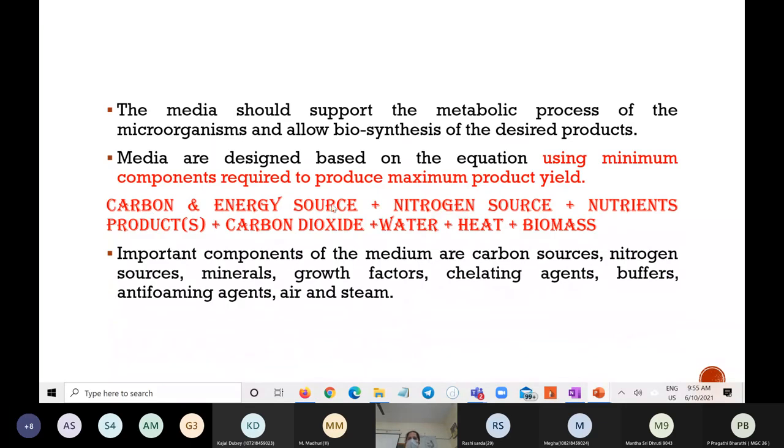Carbon and energy source, nitrogen source, nutrient products, carbon dioxide, water, heat, biomass. So all these things we are going to provide. Apart from them, we are giving them minerals, growth factors, chelating agents, buffers, antifoaming agents, air and steam. We have to provide these in minimum quantity, but to get the maximum yield. So the formulation should be done in such a way.